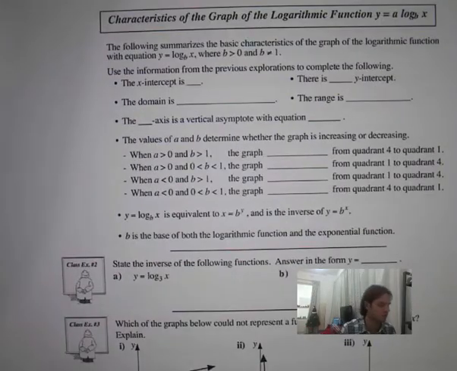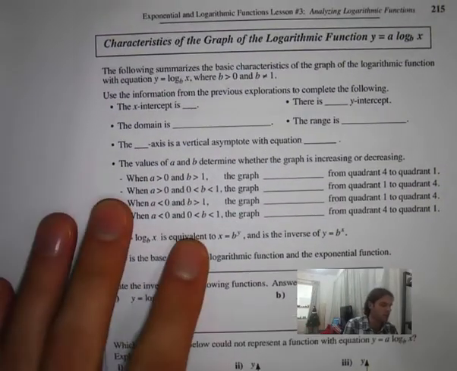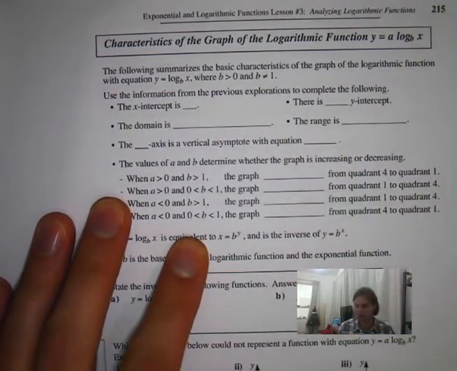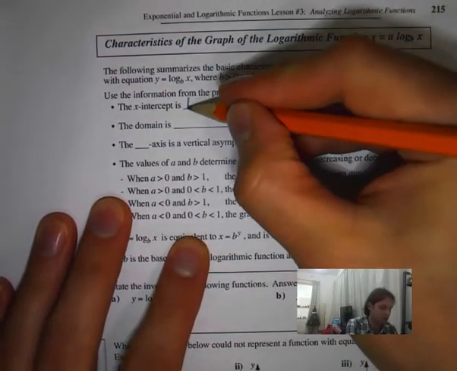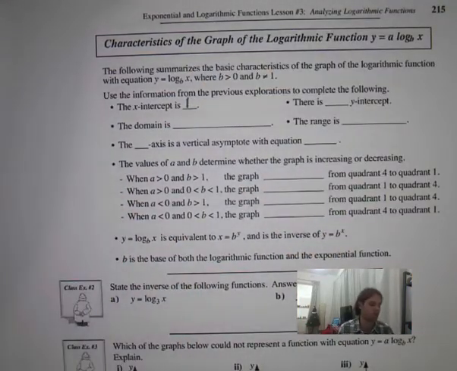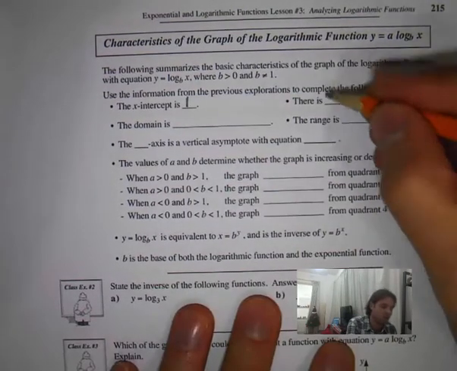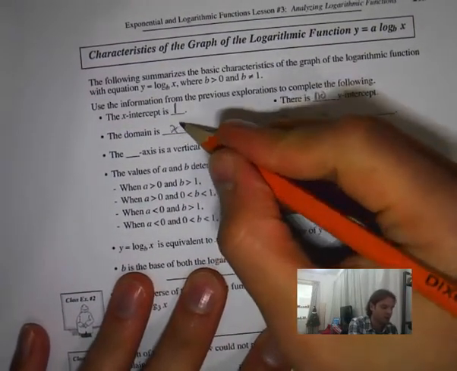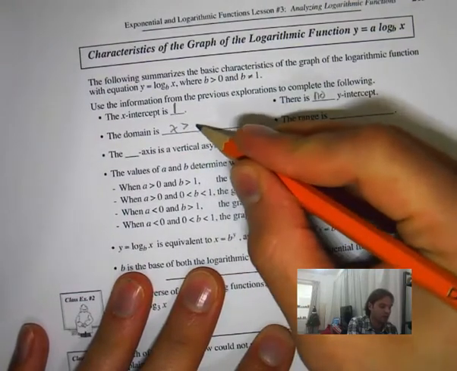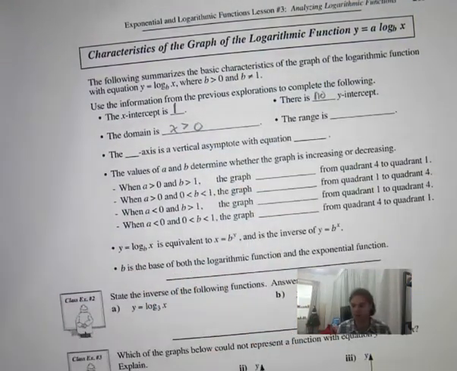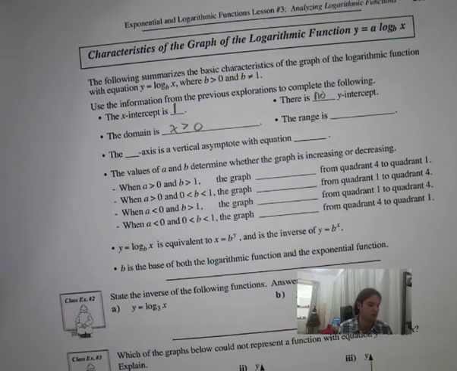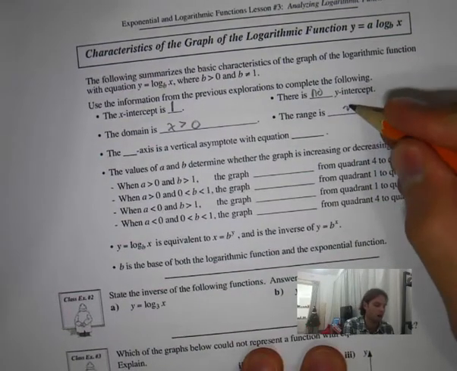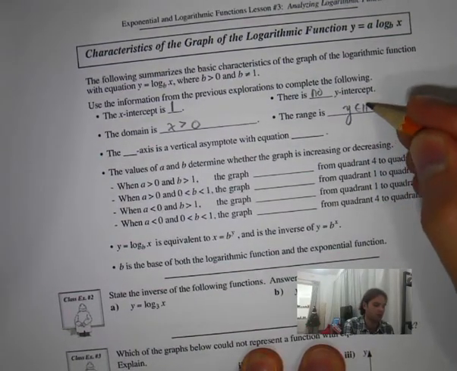So here's just a quick review of everything that we've learned. The x-intercept for a log is always at 1. How many y-intercepts are there? There are none. The domain is always going to be x must be greater than 0, where x is an element of all real numbers. The range is y is always just an element of all real numbers.